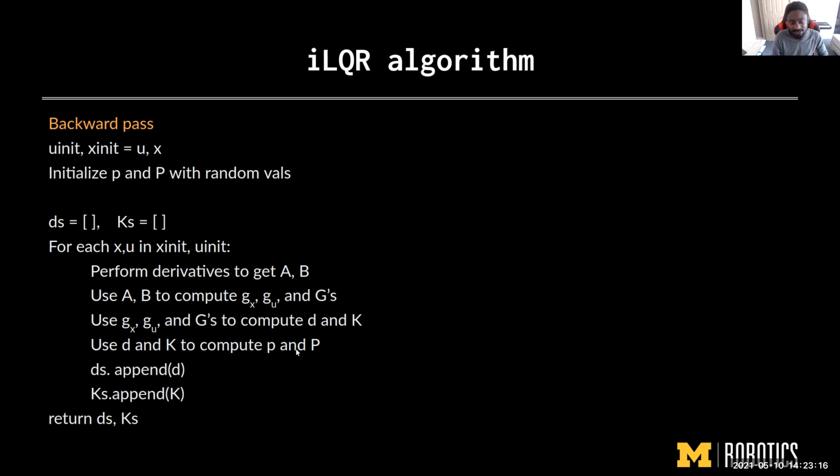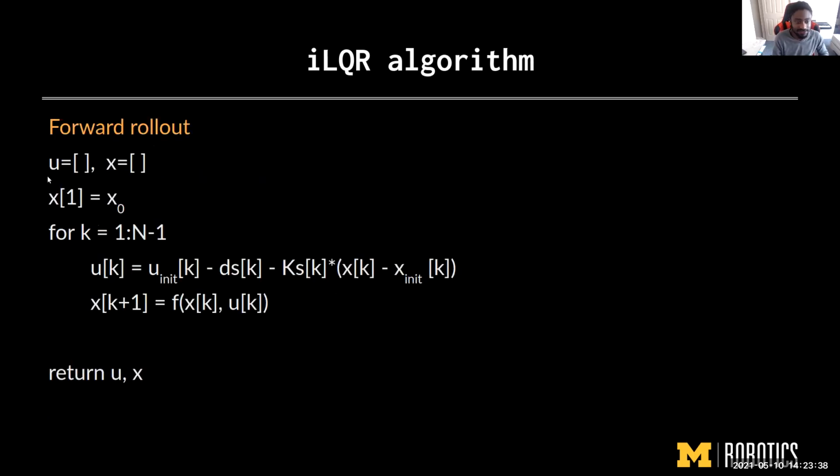And then we use the D and K to further compute these P's. Initially they were initialized randomly, but then we update the P's, and we save the values we get for the D and the K that we solve for. Then we append all of them to these empty vectors, and then we return the D and the K.